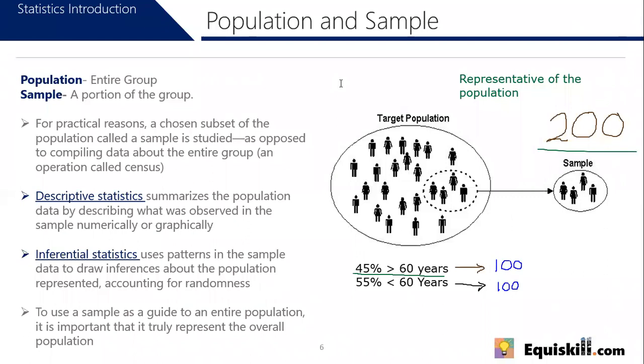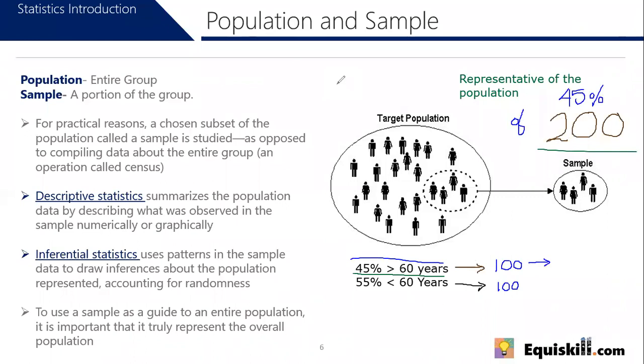So if 45% of all the women in the US are greater than 60 years of age, we need to make sure that 45% of the women that we are going to survey are also greater than 60 years of age. Can someone tell me, what is 45% of 200? Anyone? Nice and easy, isn't it? There you go. So the answer is 90.